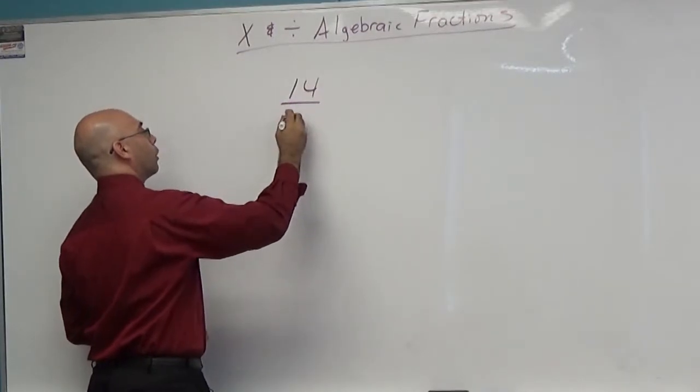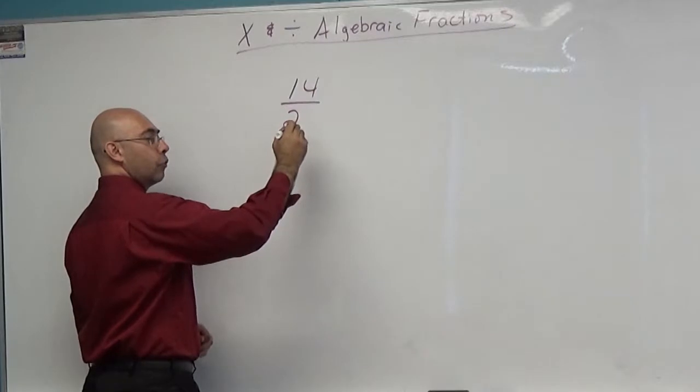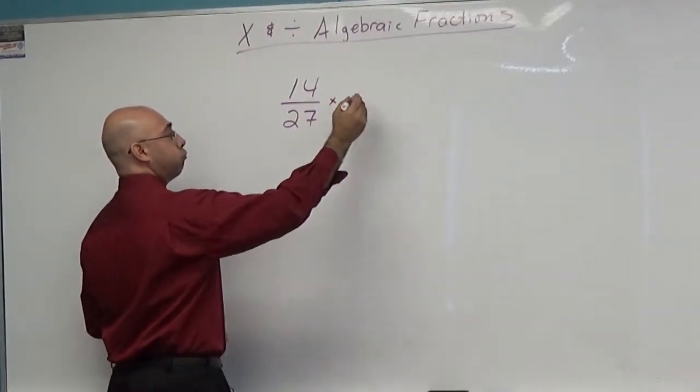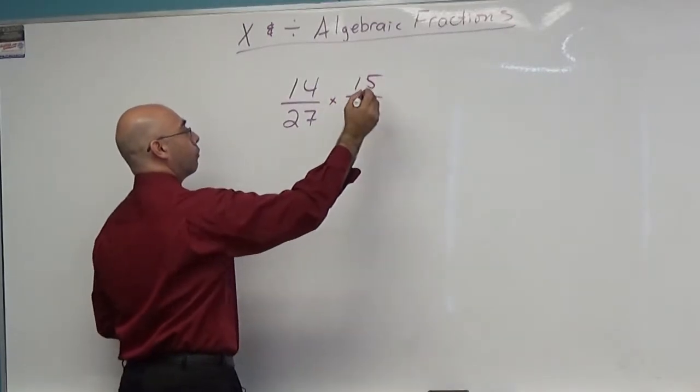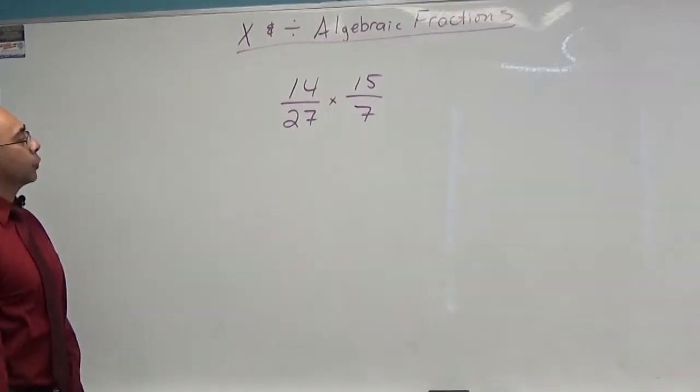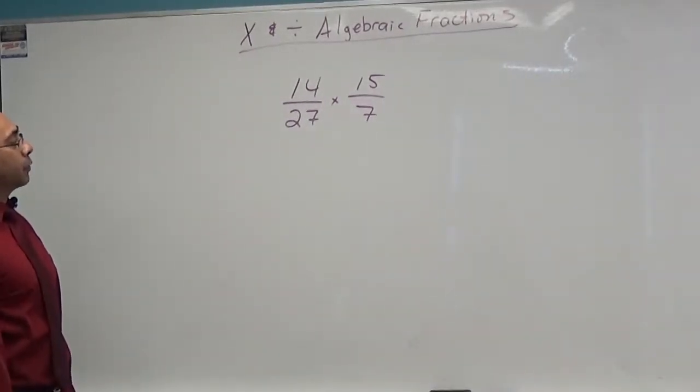14 over 27 times 15 over 7. So if I look at this problem, what can I reduce?